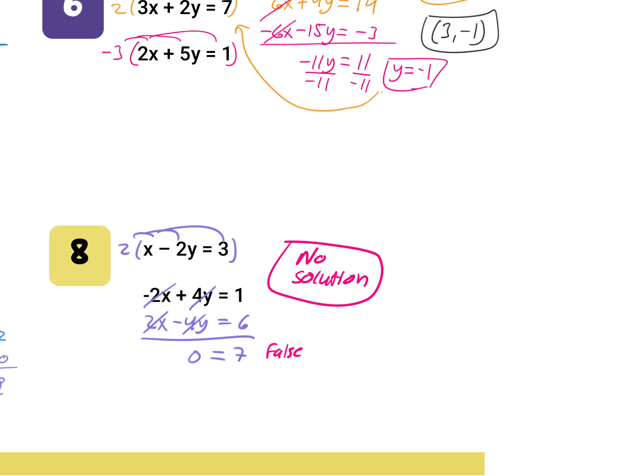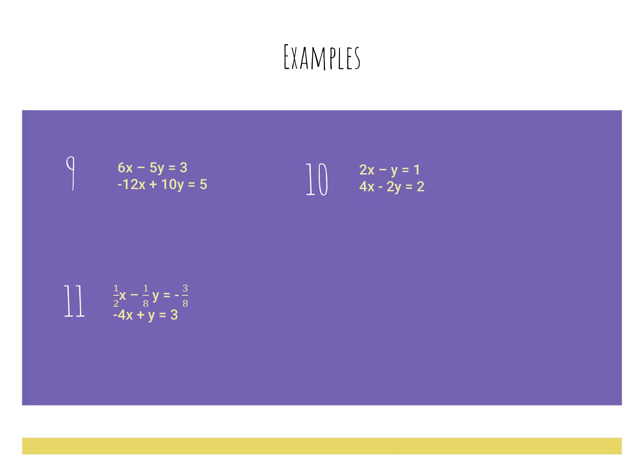So on a graph, this might just look something like you have two lines that don't intersect. If this is our graph, you might have a line that looks something like that, and a line that looks something like that. I'm not going to do the graphing section, but I will just finish these examples for you guys.